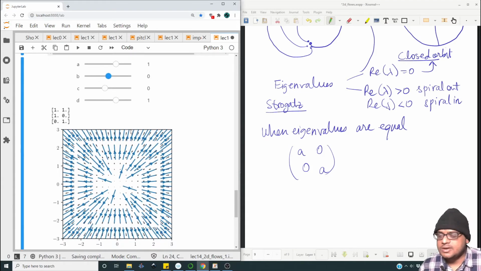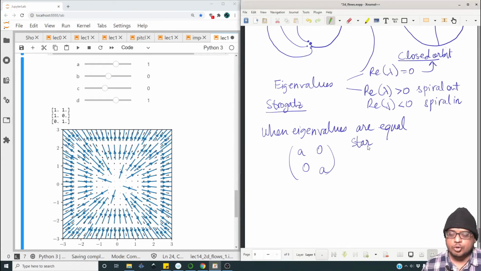So when the two eigenvalues are equal, in this particular case it's equal to 1, we see that the center is sort of emanating trajectories all over the space. So this particular case is called a star. The origin is still a fixed point, but in this case all the trajectories originating from the origin are repelled at equal rates away from it.